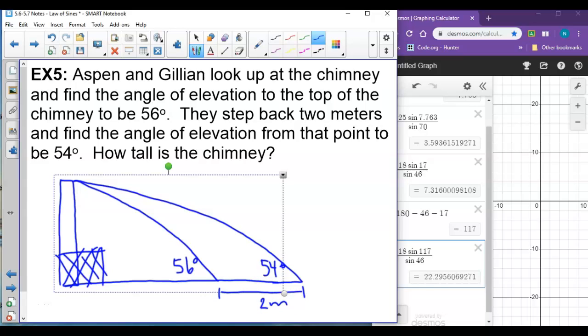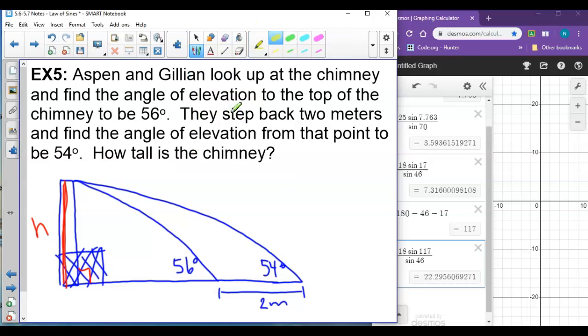And so we want to know the height of the chimney over here. I'm going to call this H. This is what we want to know. But we do know this is a right triangle, but we only know an angle right here. We don't know the length of any of those sides, nor can we find any of those. So what we could do is use this bigger triangle right here, this top triangle. This triangle.